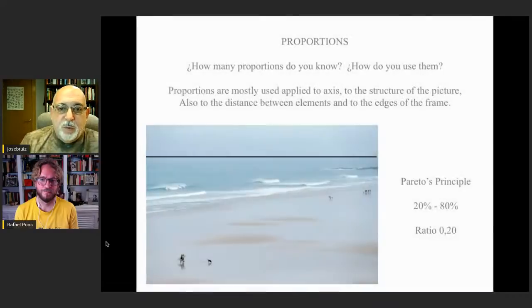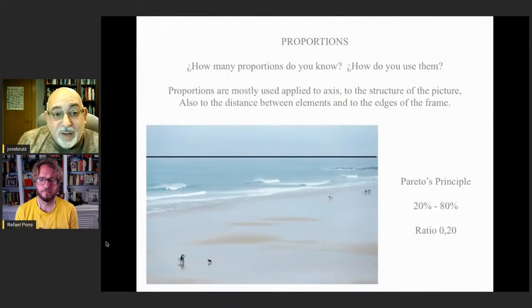Let's see one of these proportions, which is Pareto's principle, 20% to 80%, ratio 0.20. It is the relationship between this line, this proportion of line, and the whole space on this height of the frame. This is proportions.